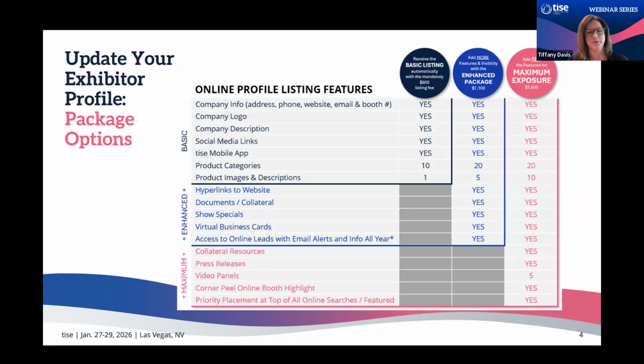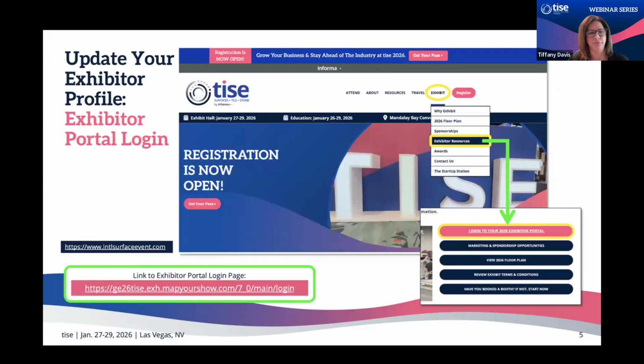Next is the enhanced package. This option gives your company more visibility to attendees searching the online directory. Our top tier option is maximum exposure. This includes everything in the enhanced package, plus additional premium features for maximum visibility before and during the show. Now, let's walk through how to update your exhibitor profile.